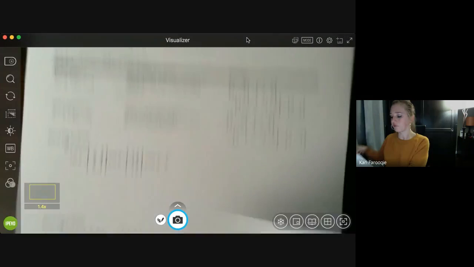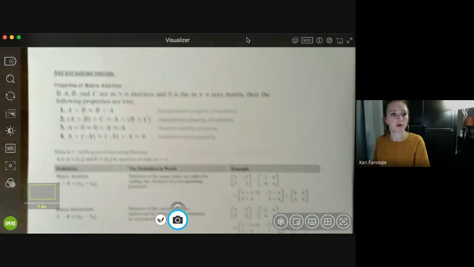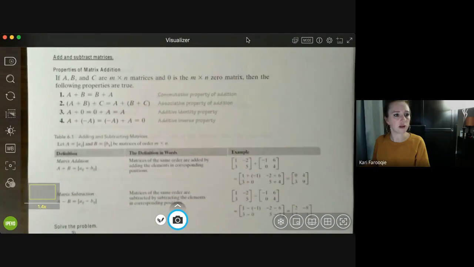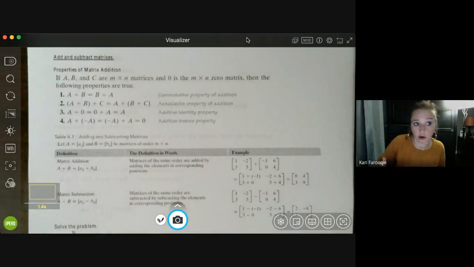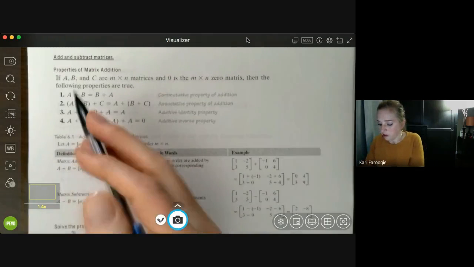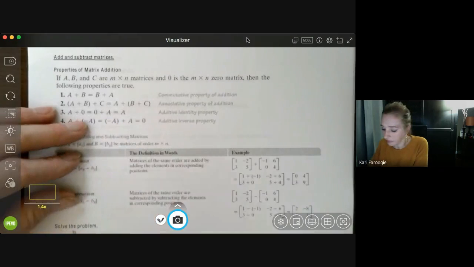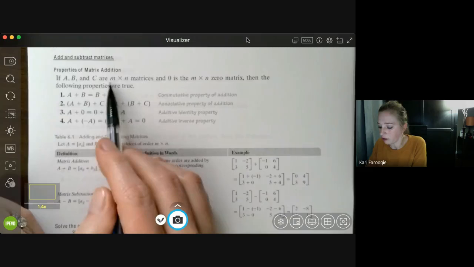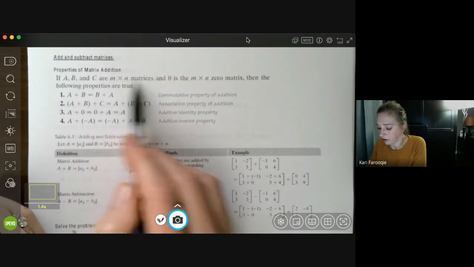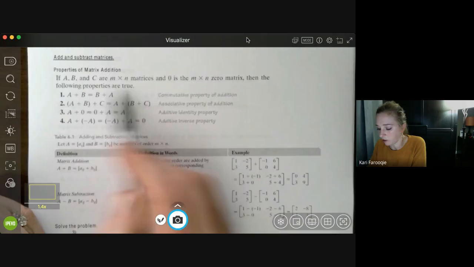I didn't think so. All right, so now we're going to add and subtract matrices. Now, in order to add and subtract, again, you're in a situation where the matrices have to have the same order. So if A, B, and C, and remember a lot of times we denote matrices by using a capital letter, so A, B, and C in this case are all matrices, are n by n matrices and 0 is the n by n zero matrix, then the following properties are true.